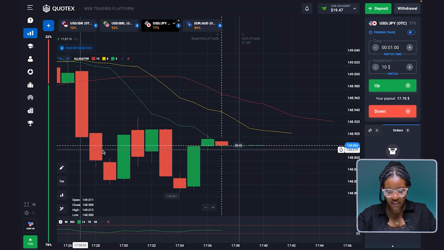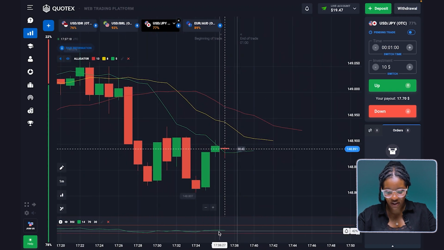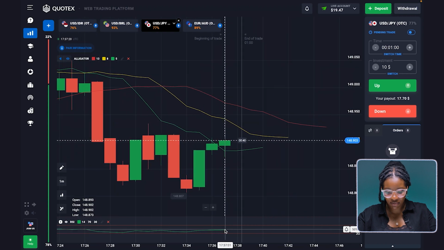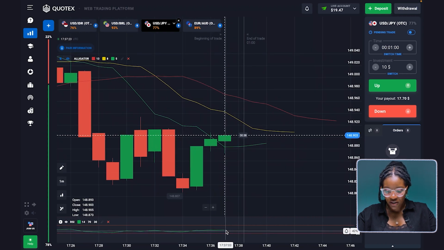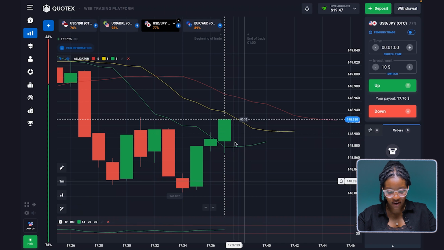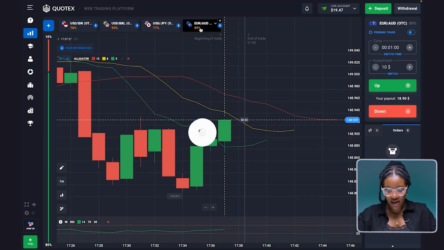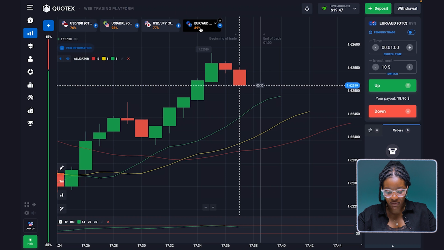So I see it's a pretty sleepy situation right now over here because the RSI is in the middle of the corridor. So I think it's time to go to the next currency pair. Let me change my investment box to $90, and I will go with the greens.